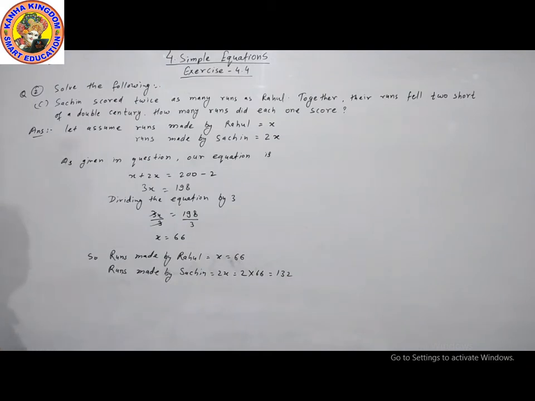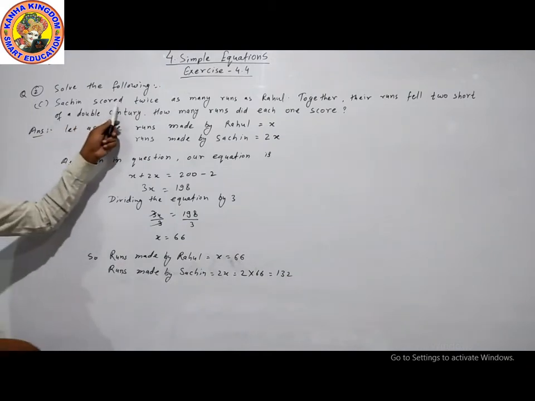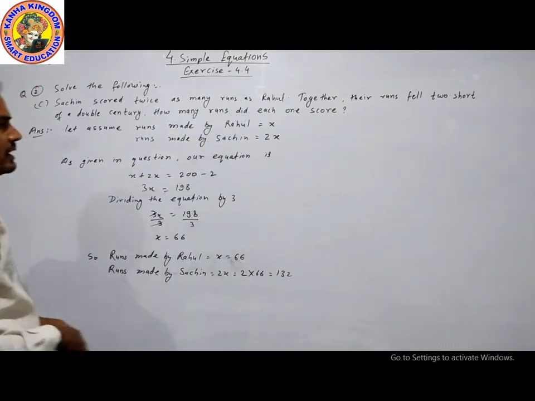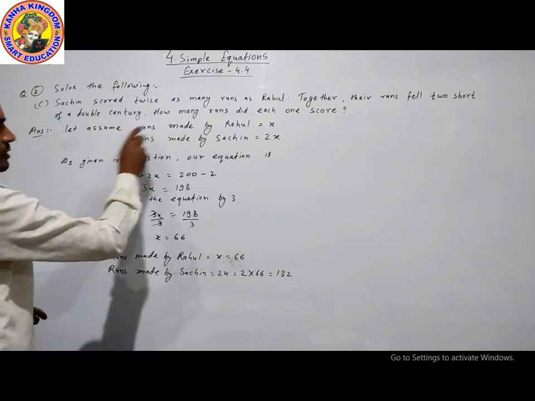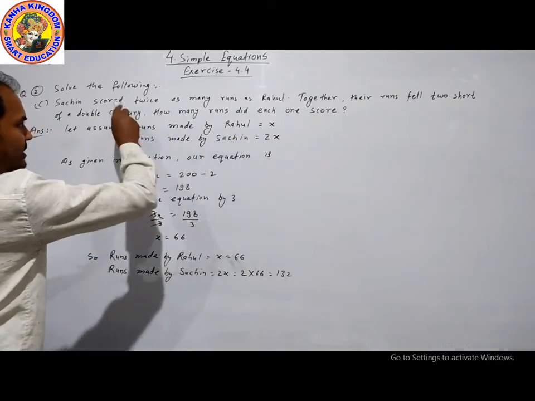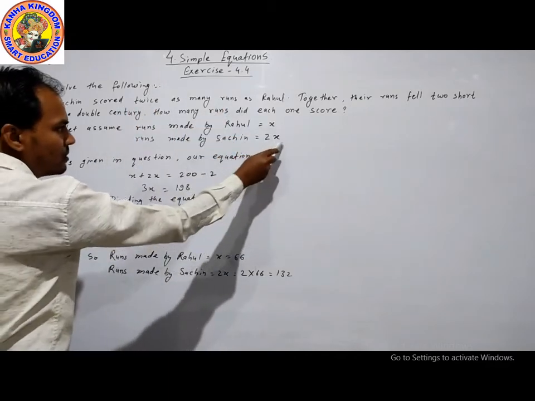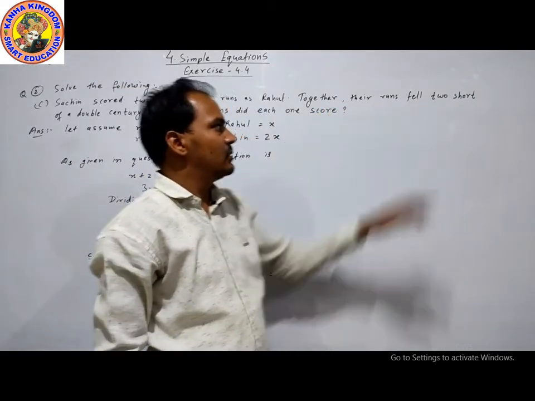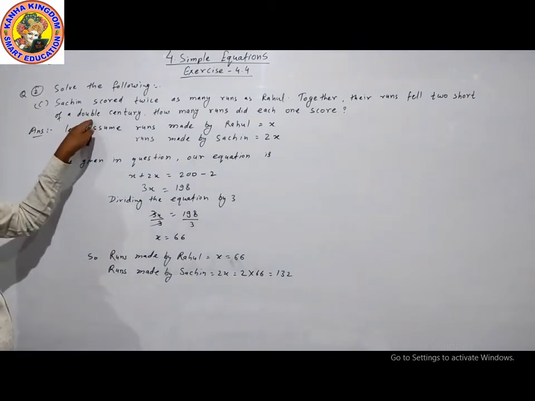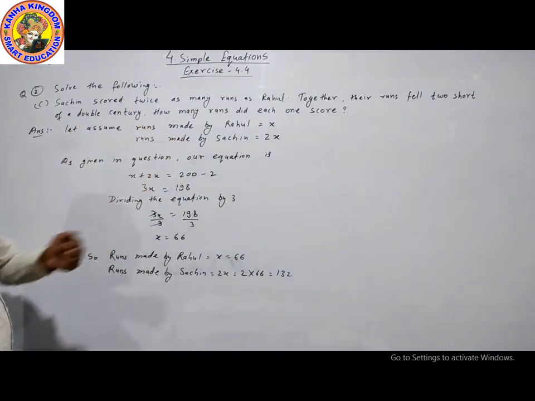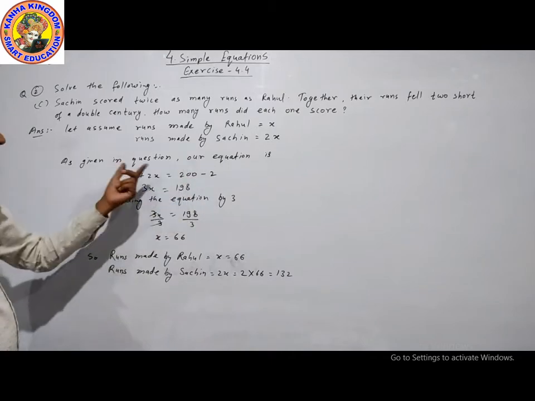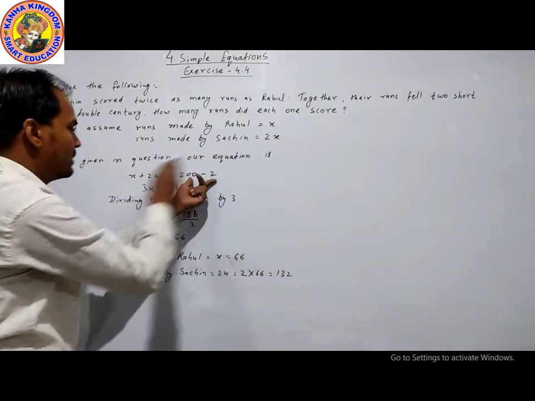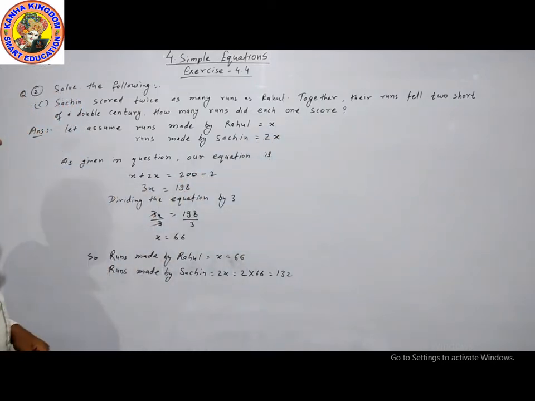Let's take beginning from this question. Sachin scored twice means 2 times runs of Rahul. Let assume runs made by Rahul is x. Sachin make 2 times Rahul means 2x. Together means sum of them. Their runs fell 2 short from double century. Double century means 200. 2 short means minus 2. Together their runs are 200 minus 2. Together runs x plus 2x. x plus 2x is equal to 200 minus 2.